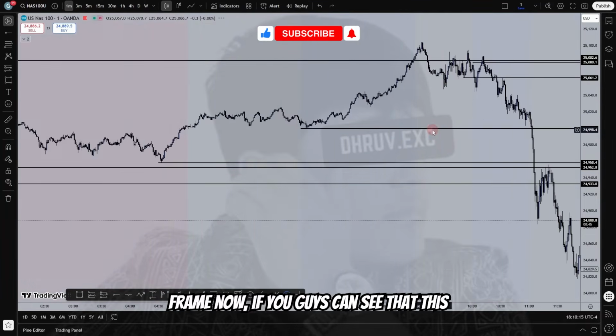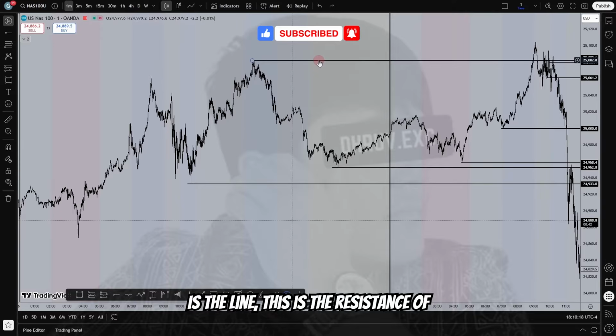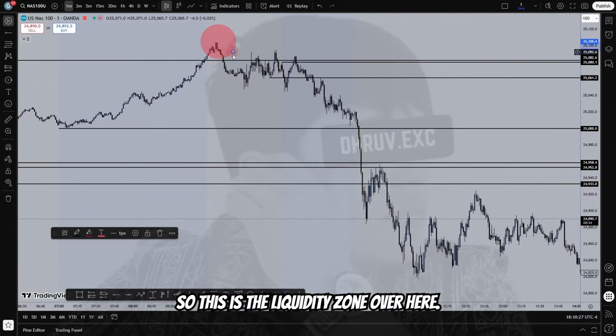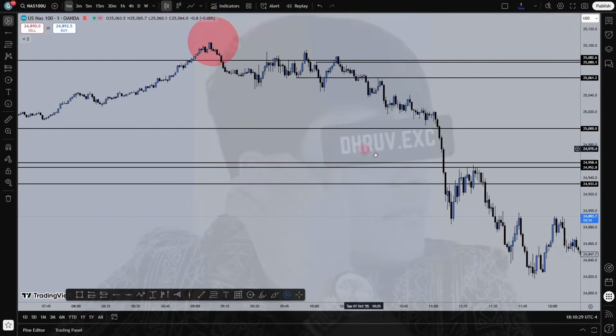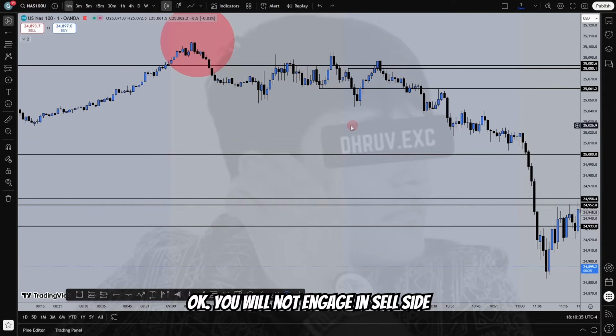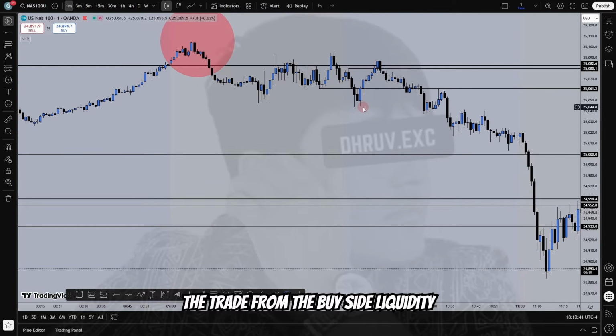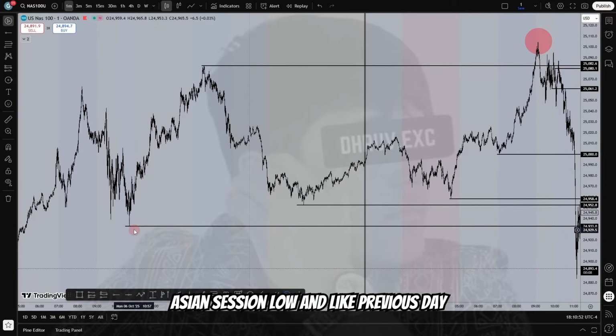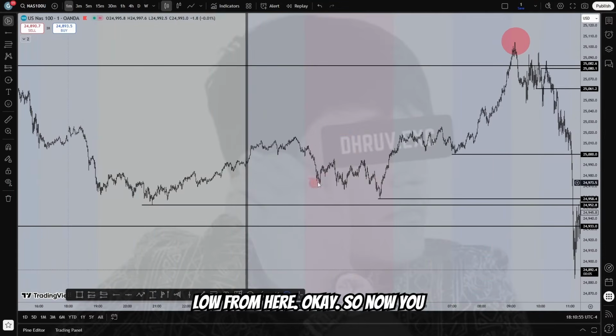So on the 1-minute time frame now, you guys can see that this is the line, this is the resistance of the 30-minute time frame, and price went up and took the liquidity over here, okay? So this is a liquidity zone over here, and now you have to look for trades from buy side liquidity, okay? You will not take trades from the sell side liquidity. You will take a sell from buy side liquidity. Why? Because the short-term trend on a higher time frame will be bearish for now, till the price goes and takes this low, and goes and takes this Asian session low and previous day low from here, okay?